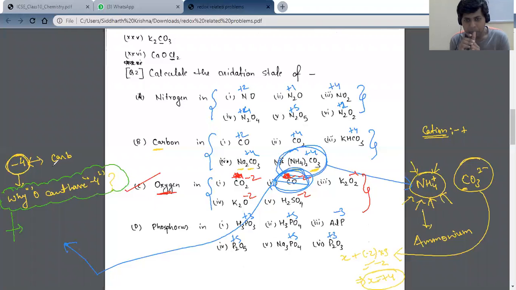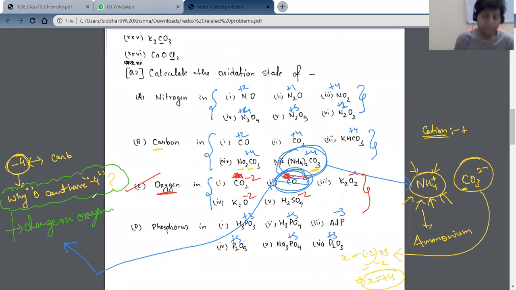Is it clear? Can you again explain why -2? Why -2? Because how many electrons are there in the outermost shell of oxygen? 6. So it already has 6 electrons, so it just needs 2 electrons. That is why it can go till -2, not beyond that.